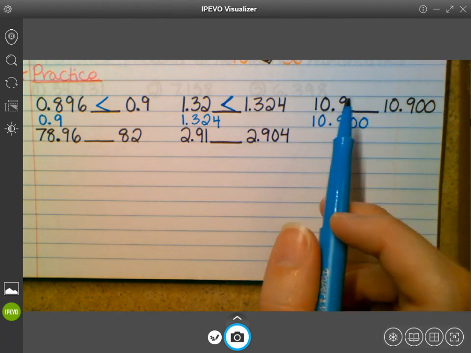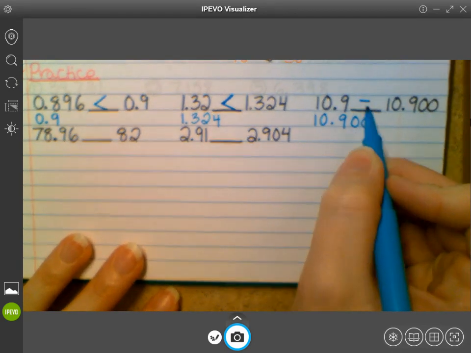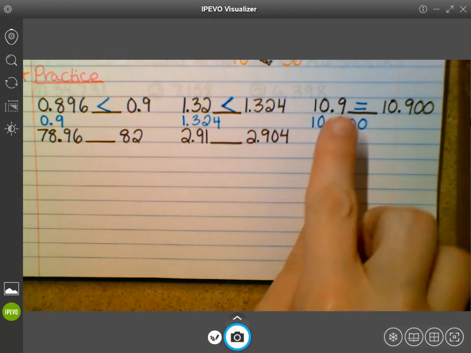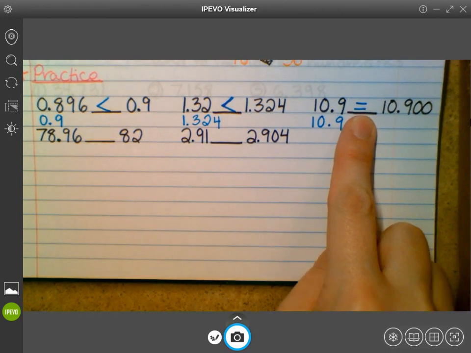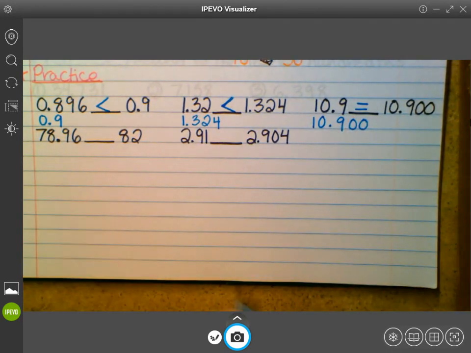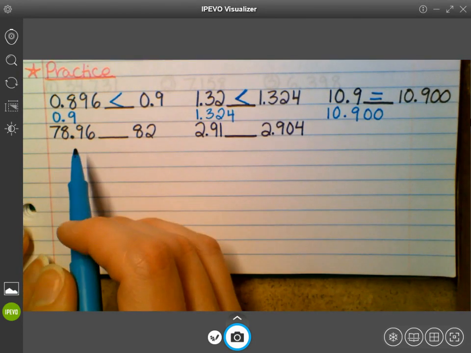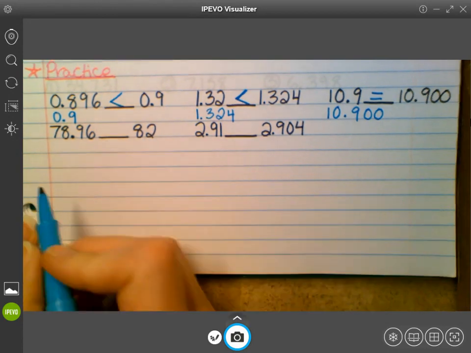So, is one of these numbers larger than the other? They are equal. They are equivalent decimals. Exactly. You can just take those 2 zeros away and they're the same number. Yep. Awesome. 2 more. You guys are doing great. Okay. Then our fourth one, I'm going to stack again.